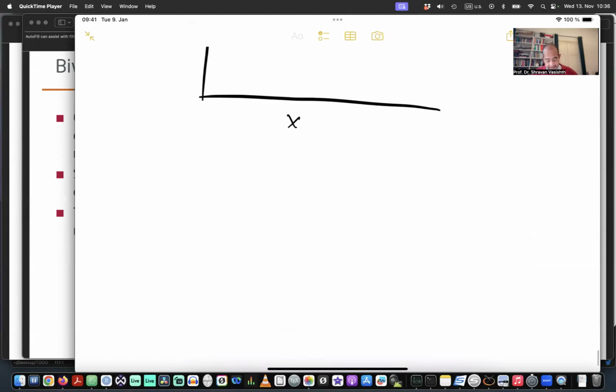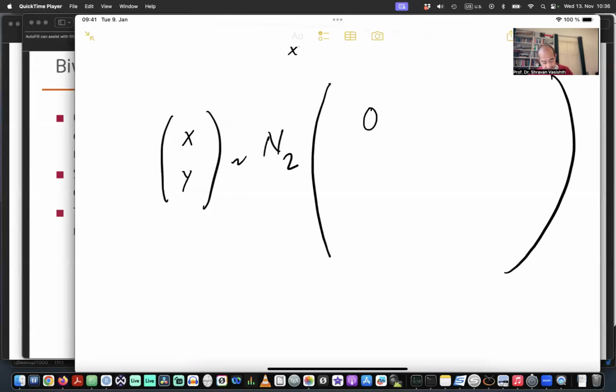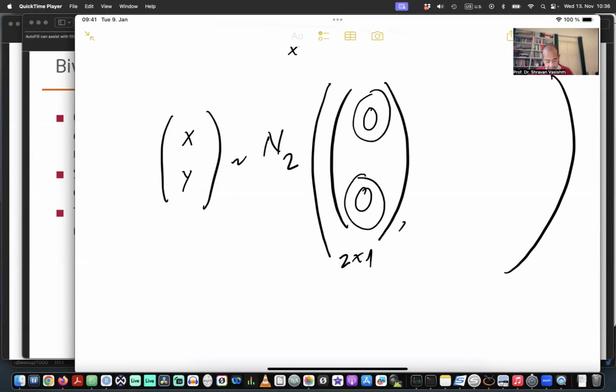And the way we will describe a bivariate distribution like this is that we will say that the two random variables are coming from a bivariate normal distribution. That's what the subscript under the n is. And each of the two random variables, x and y, has mean 0. So I'm going to write this in matrix notation. This is a 2 by 1 matrix, basically, and this matrix is describing the means of each of the two random variables. So the mean of x is 0, mean of y is 0, because they're standard normals.